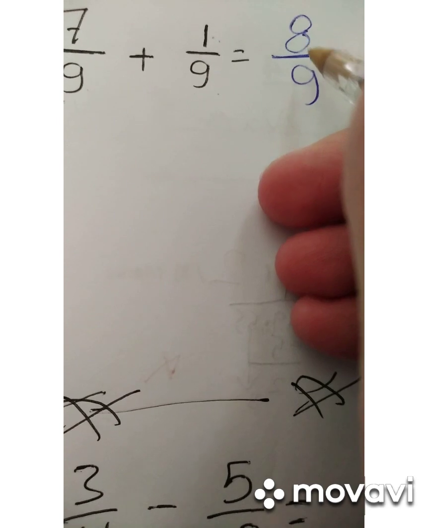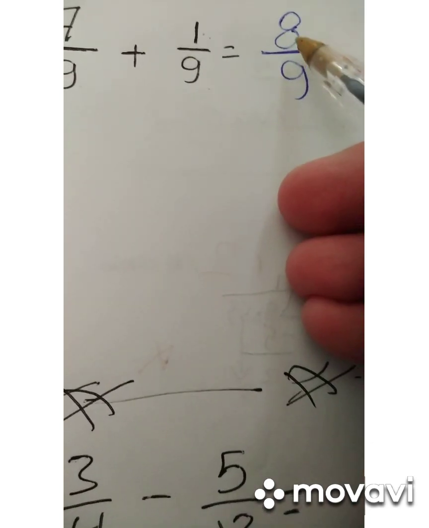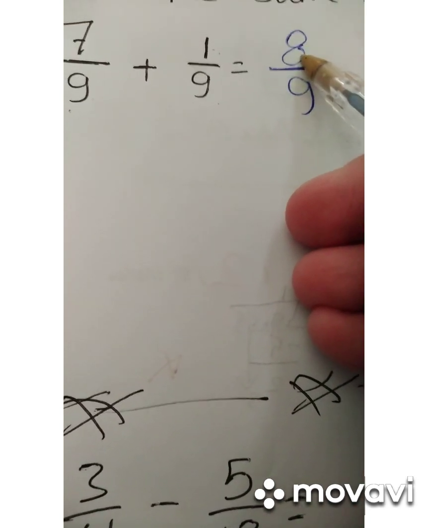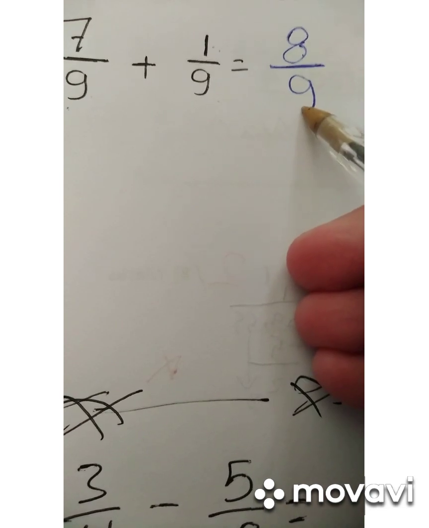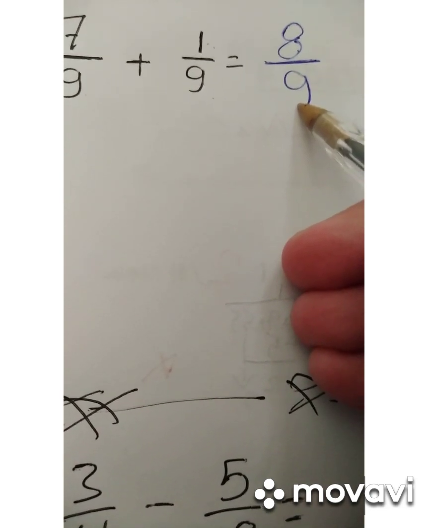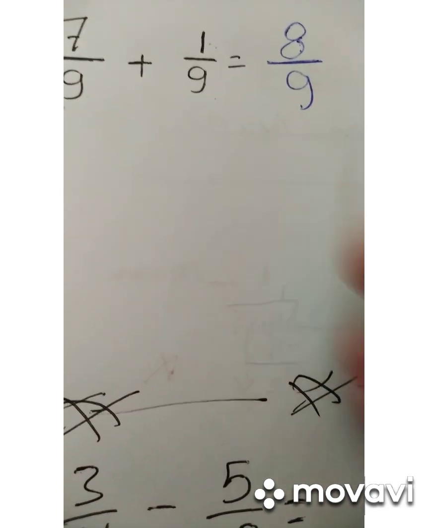Yes, it is in simplest form. Why? Because if you get the GCF of 8 and 9, it will be 1. This means that 8/9 is a fraction in simplest form.